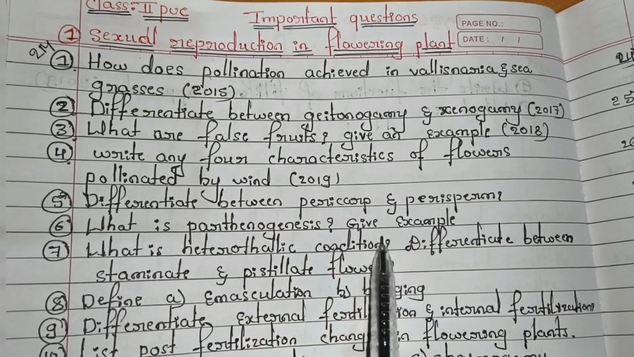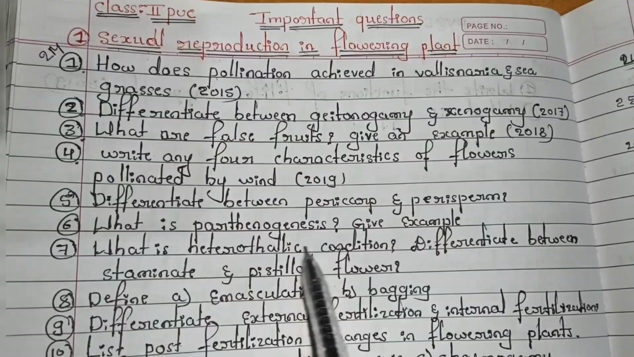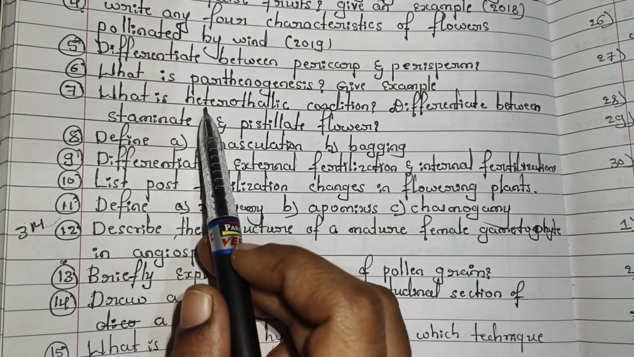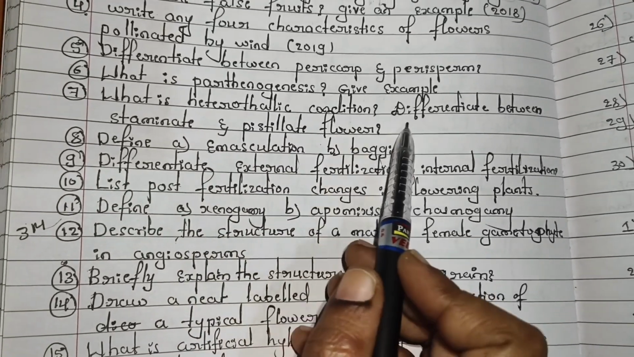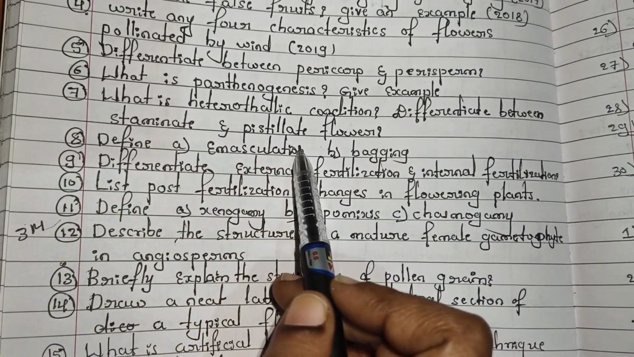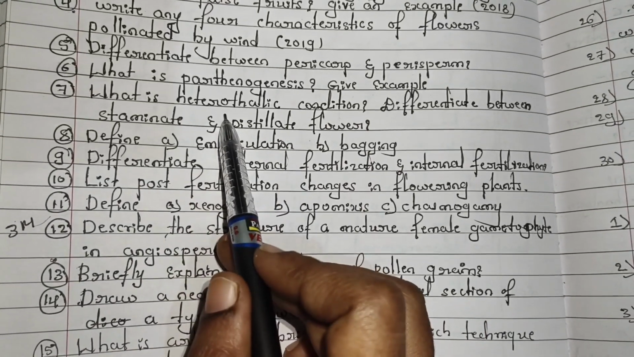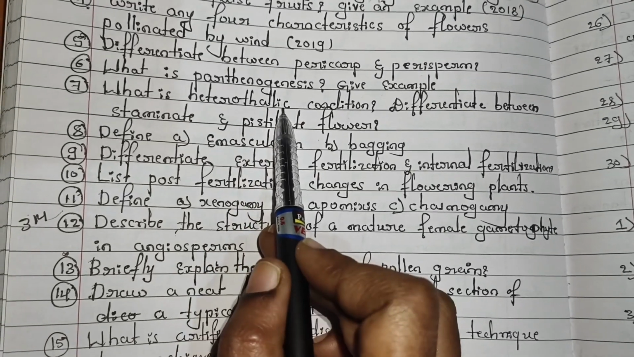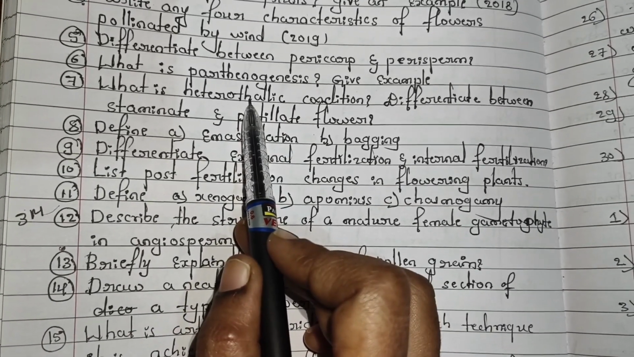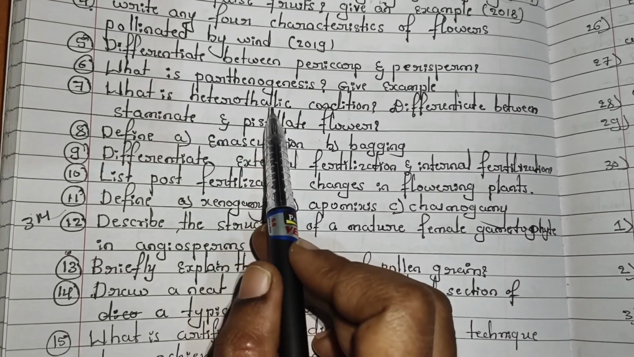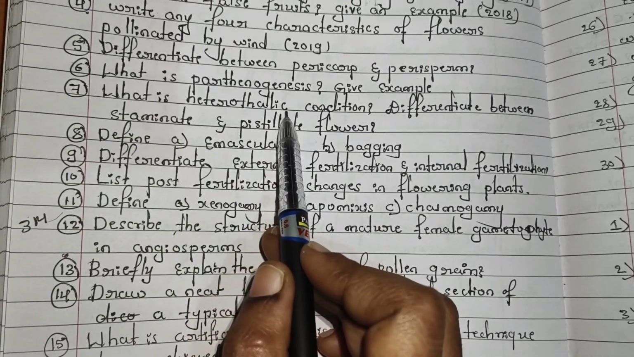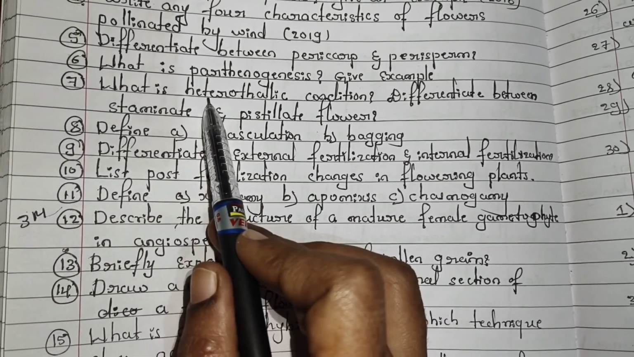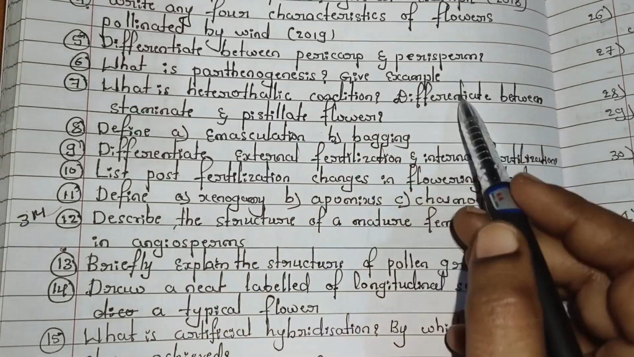Next, what is parthenogenesis? Give one example, or you have to write 1, 2 or 3 examples of parthenogenesis. Next question: what is heterothallic condition? Differentiate between staminate and pistillate flower. Heterothallic means the 2 different types of flowers are grown on different plants. For example, the male reproductive organ containing flower grows on one plant, and the female reproductive organ containing flower grows on another plant. That is what we call heterothallic. In meaning, hetero means different and thallic means plant.